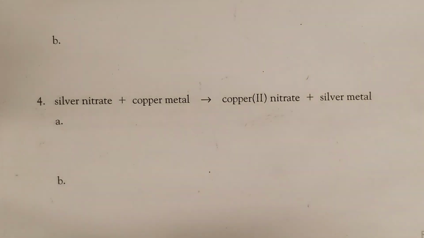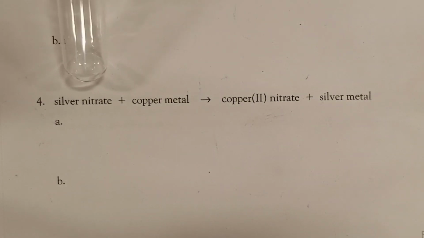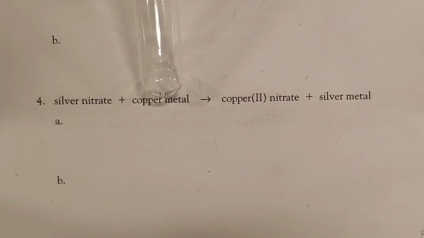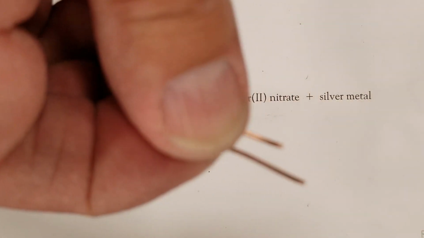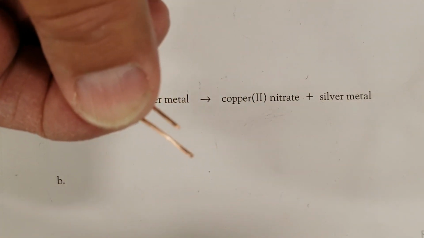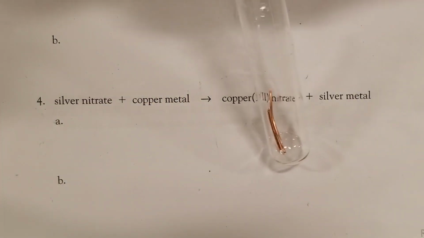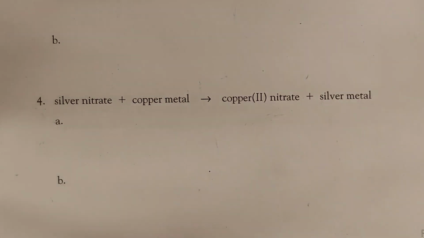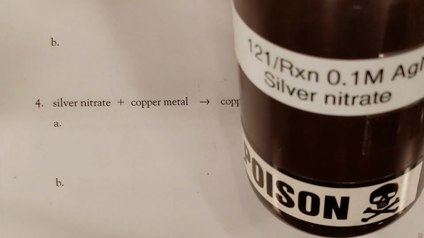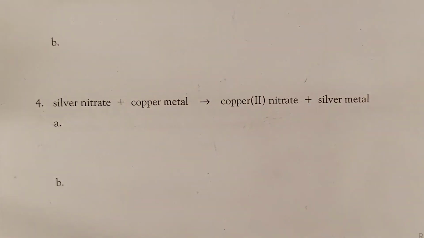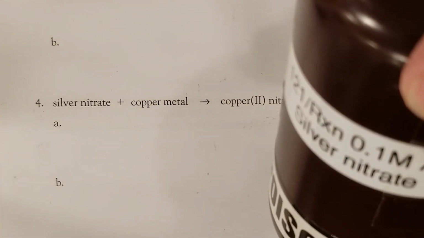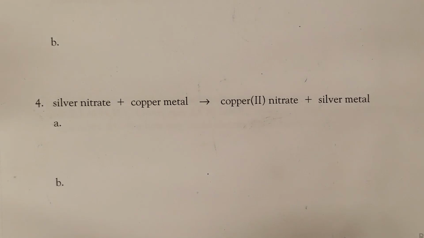Okay, fourth one here on page 99 is the reaction of silver nitrate with copper metal. Here's my copper metal, these two shiny pieces of copper. We'll put them in our test tube there. And we're going to add our silver nitrate. If you're wondering, silver nitrate reacts with light. That's why silver nitrate is typically stored in an opaque bottle. You don't want it exposed to the light. It will react with the light.